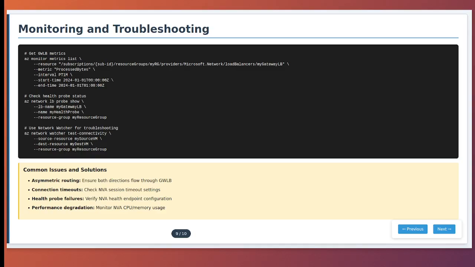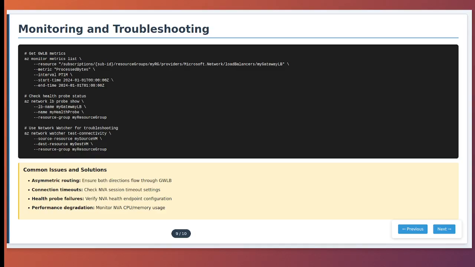The processed flows metric counts the number of network flows, which is useful for understanding connection patterns and detecting anomalies. Health Probe Status is your early warning system. This metric shows the percentage of successful health probes to your NVAs. If this drops below 100%, you know some NVAs are unhealthy. Set up alerts when this metric falls below your desired threshold, for example, 80%, to give you time to respond before impact becomes severe.